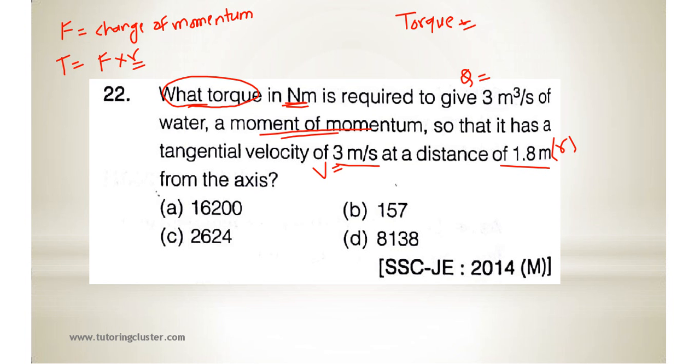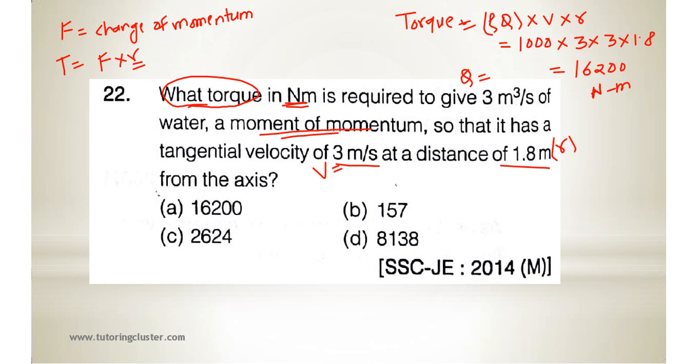So torque will be equal to rho into q into v into r. So rho, since it is water, is 1000, into q which is 3, velocity is again 3, distance is 1.8. If you do this calculation, you will get 16200 Newton meter. So remember the formula.